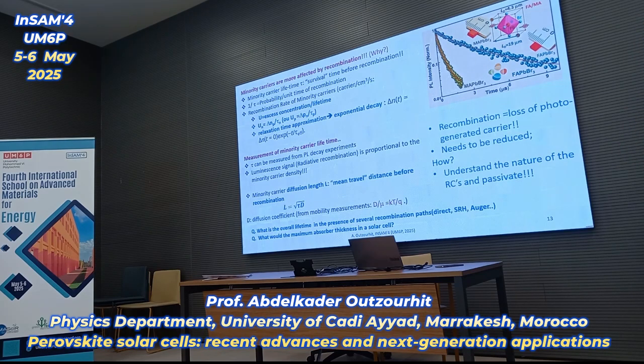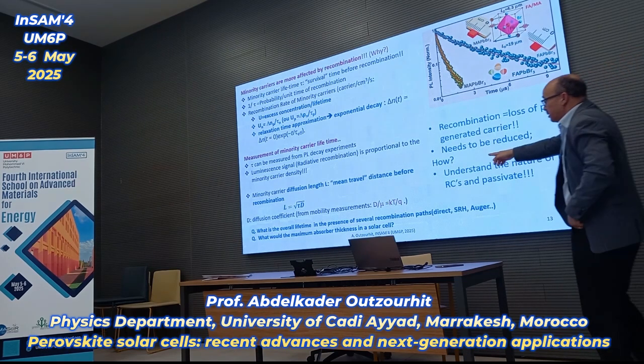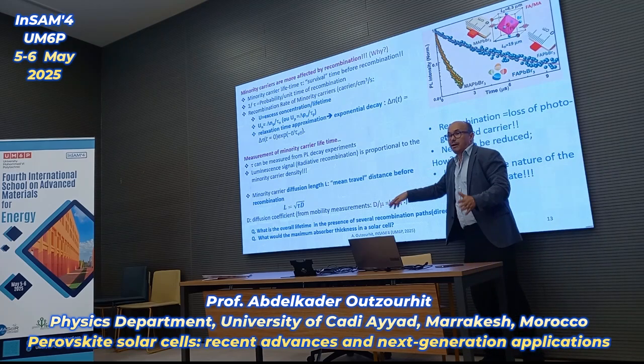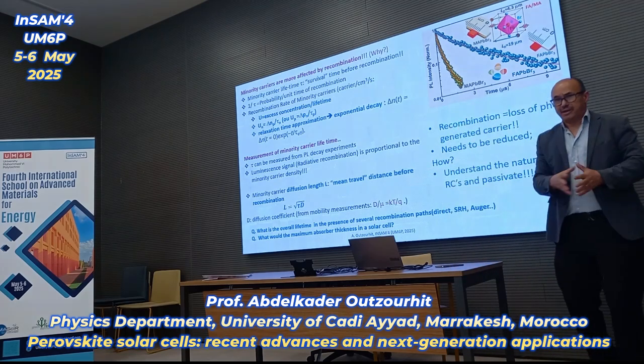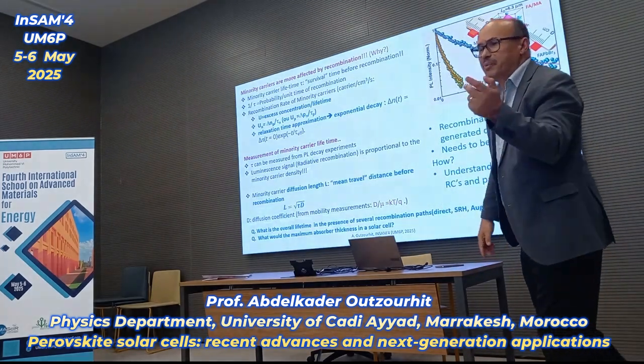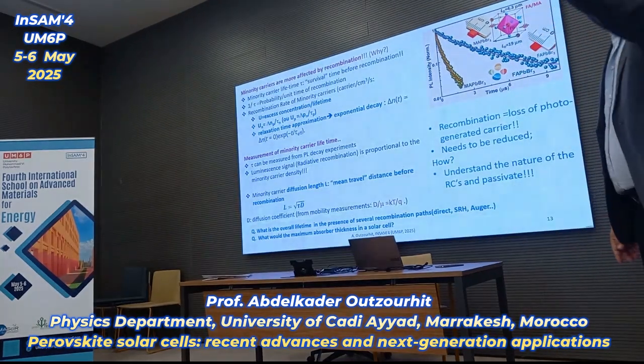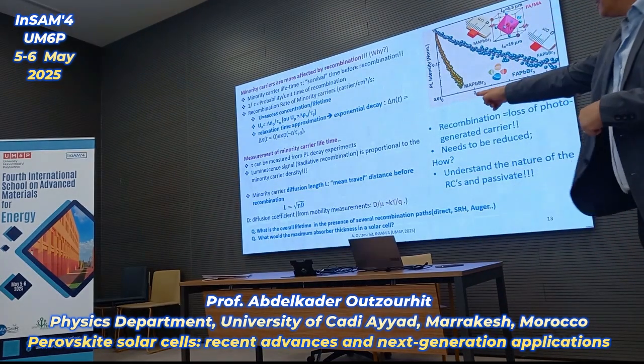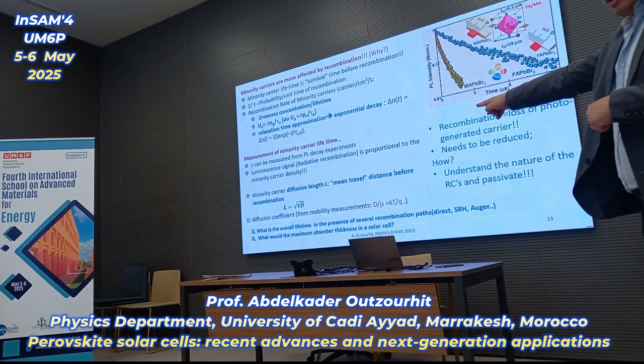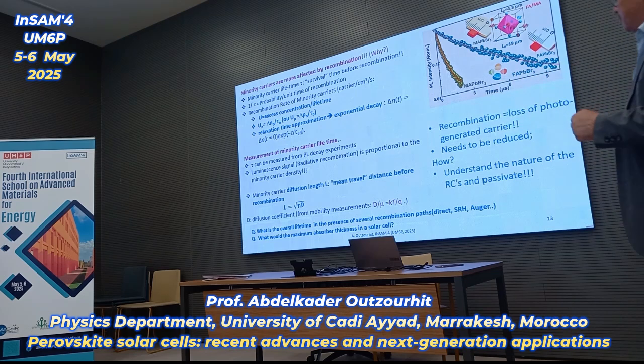Again, your absorber, the active layer, the thickness should be less than this parameter. That way, you reduce the recombination. Okay? So now we have two parameters. One is the absorption depth, and the other one is the minority carrier diffusion length, which govern the thickness of your absorber.